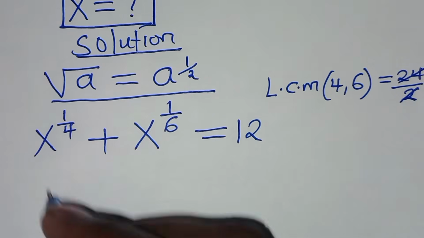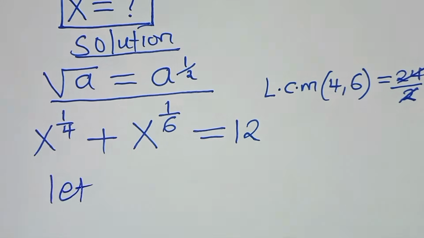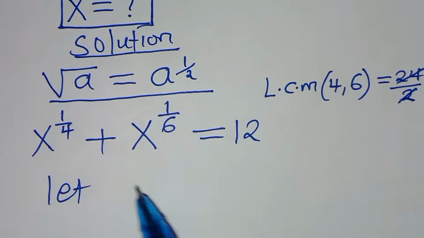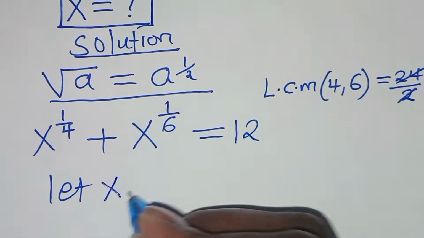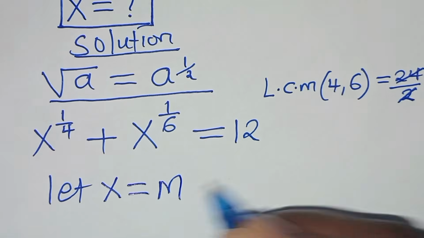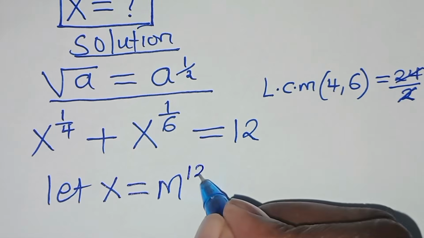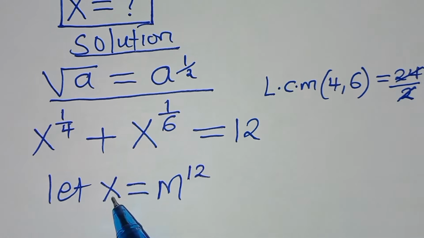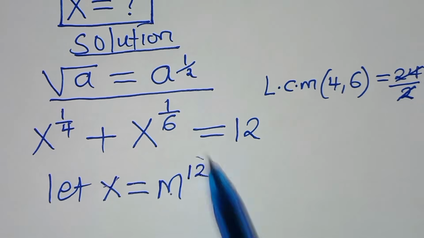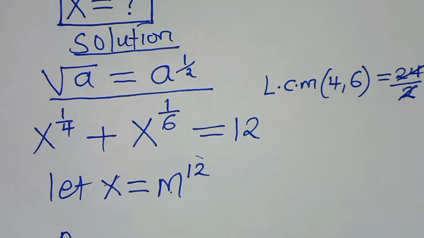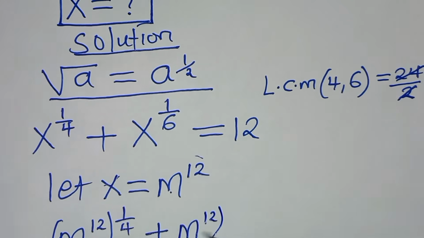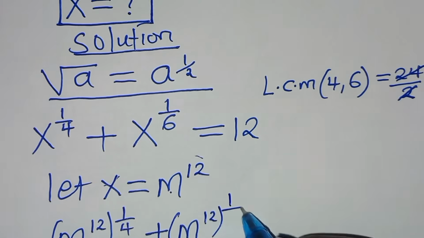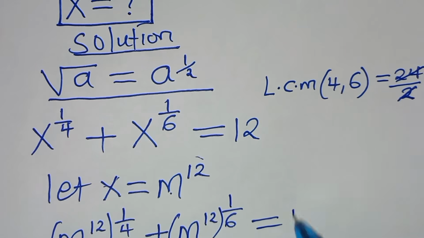So this implies that we can let x be equal to m raised to the power of 12. So let's substitute where we have x with m to the power of 12. So this implies we have m to the power of 12 raised to power 1 over 4, then plus m to the power of 12 raised to power 1 over 6. This is equal to 12.